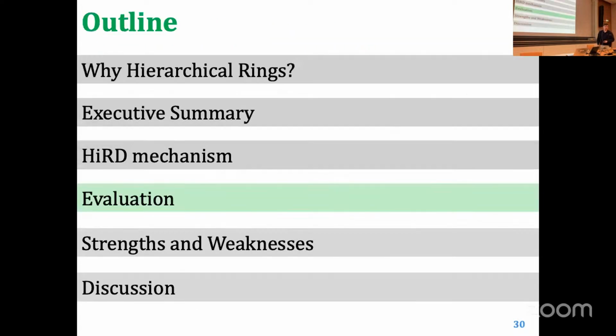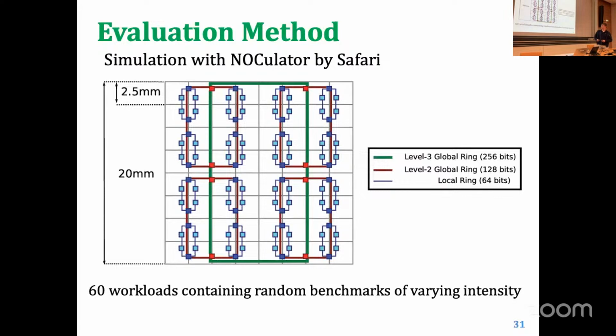Okay, so this is basically the mechanism, very simple. We can talk about the evaluation. So first of all, everything was simulated using a tool created by Safari, which is called Noculator. And this is the design that in the paper they went for. As you can see, we have three different levels.